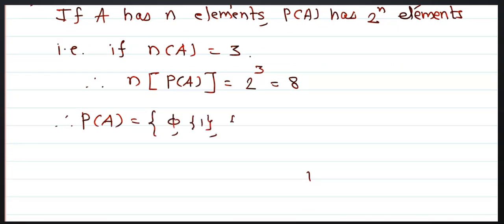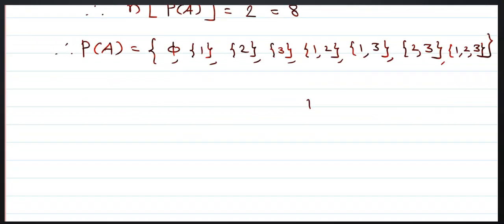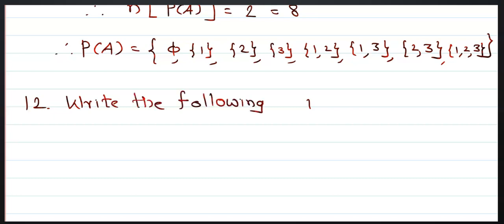Therefore P of A is equal to the set containing the empty set, {1}, {2}, {3}, {1,2}, {1,3}, {2,3}, {1,2,3}, and in this way. Therefore n of P of A is equal to 8.